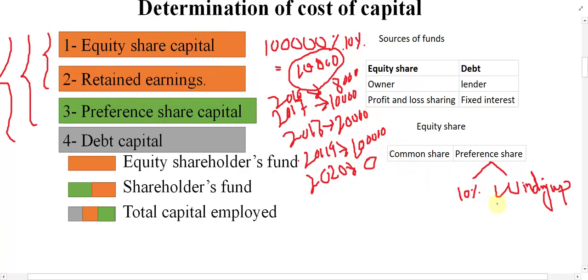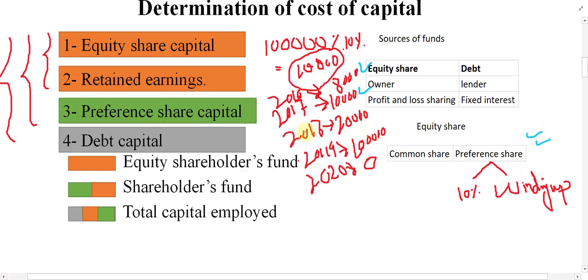Now, if these are the conditions, how much will be the profit for preference shareholders? In 2016, we made only 8,000 profit. The portion that we have to pay for preference shareholders is 10,000, so 8,000 is less than this. The whole amount of 8,000 will be paid to preference shareholders, and there will be 0 profit for equity shareholders. Let us go for 2017. The portion that we have to pay is 10,000, and the business also made 10,000. So again, the whole profit will be paid to preference shareholders.